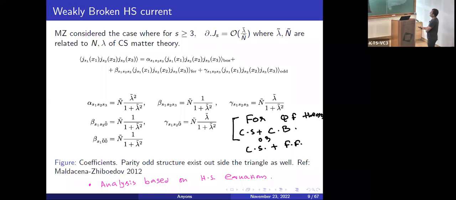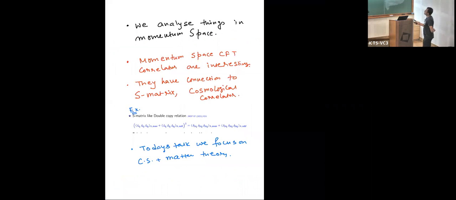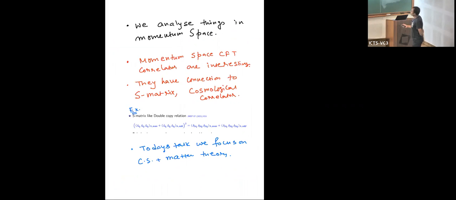So here I once more emphasize that the parity odd structure appears because of the non-conservation. Okay. So what we are going to do is analyze things in momentum space. Momentum space CFT correlators are interesting. They have connection to S matrix, cosmological correlators, etc. For example, a double copy like relation.